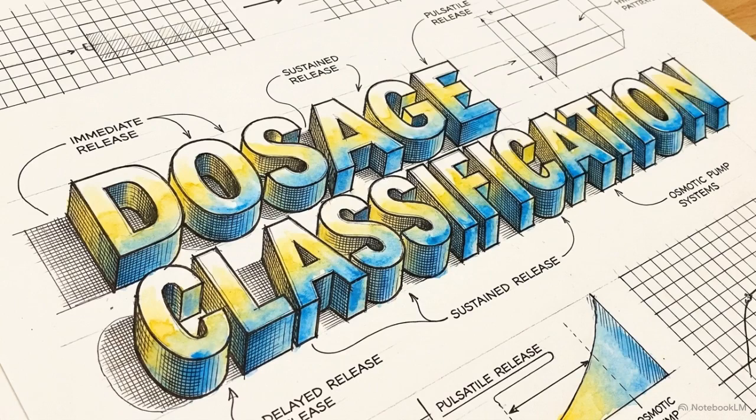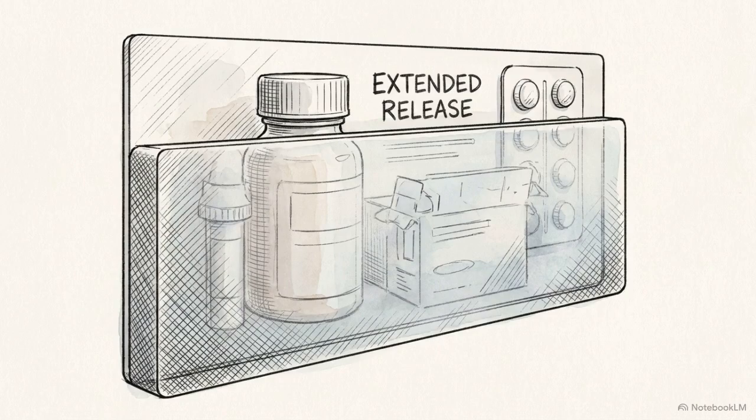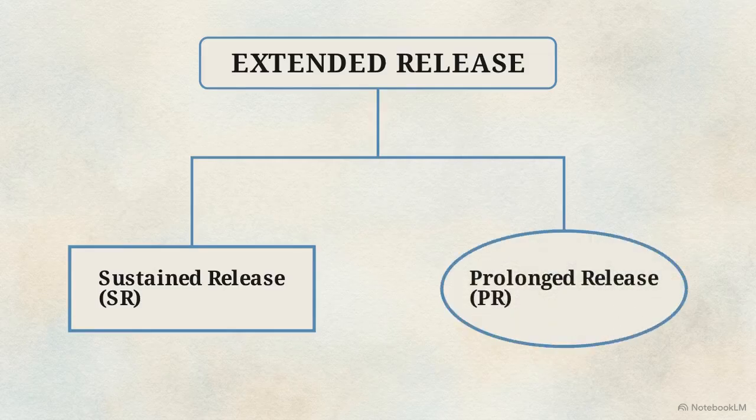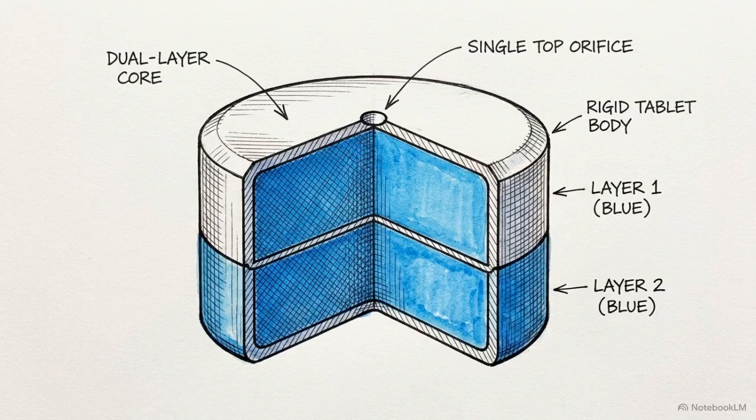To describe products that achieve this, the industry relies heavily on the term extended release, but using this as a generic marketing catch-all obscures the actual mechanics at play. That extended release umbrella actually contains two distinctly different pharmacokinetic objectives: sustained release and prolonged release. Their engineering intents are separate.